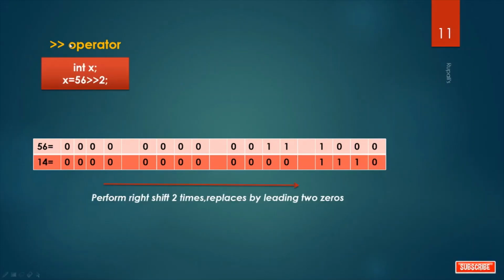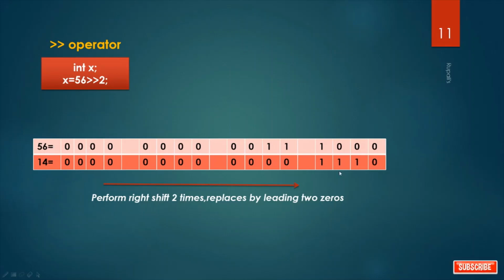Now right shift operator. int x = 56 >> 2 means what? First, represent 56 by its binary representation. So this is our 32 bits representation of 56.